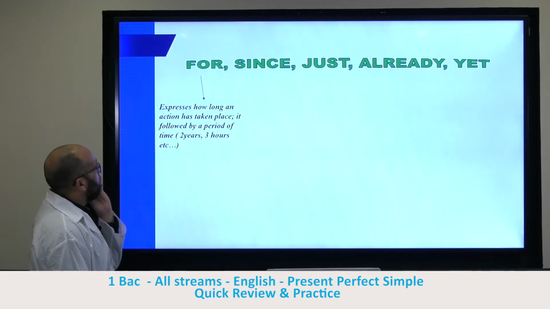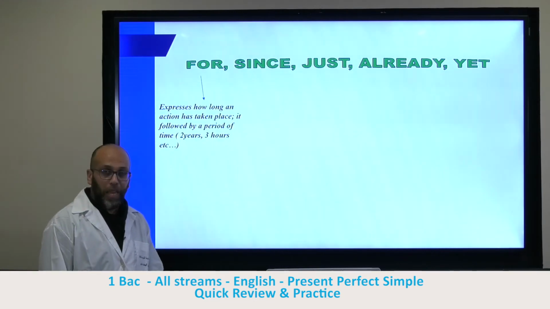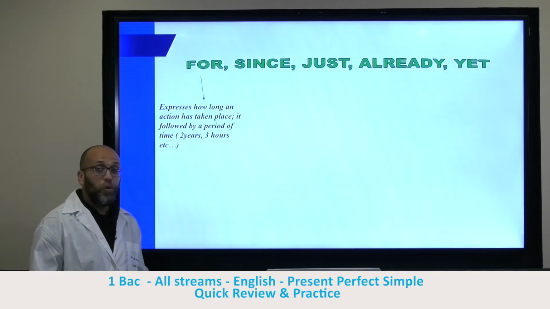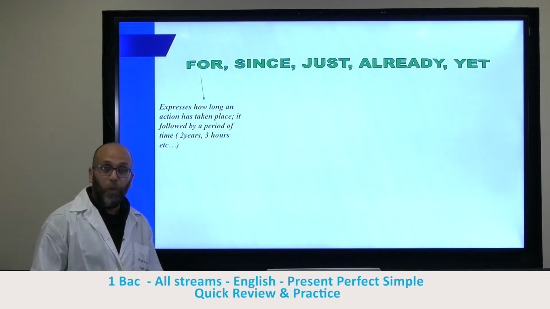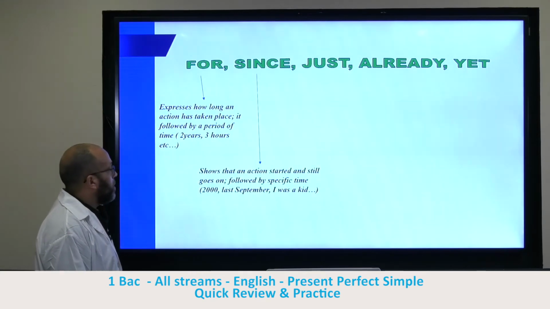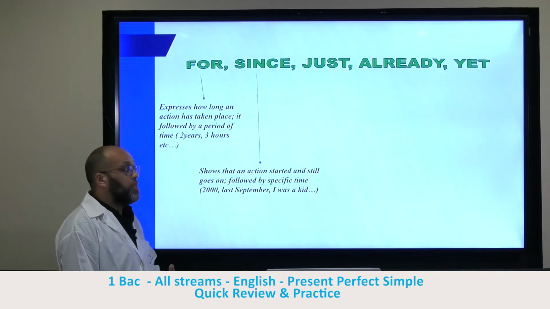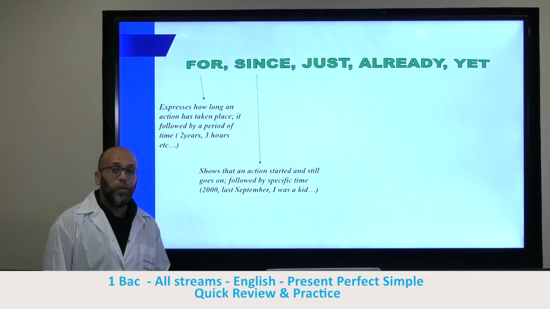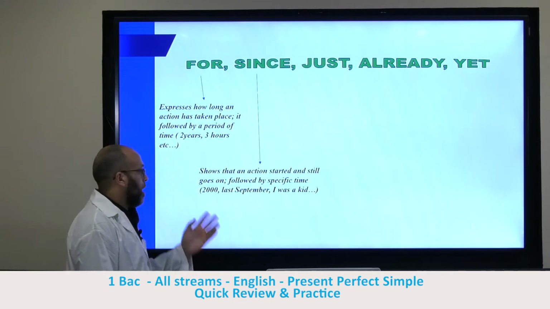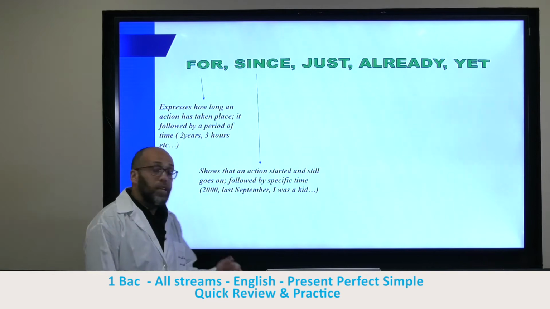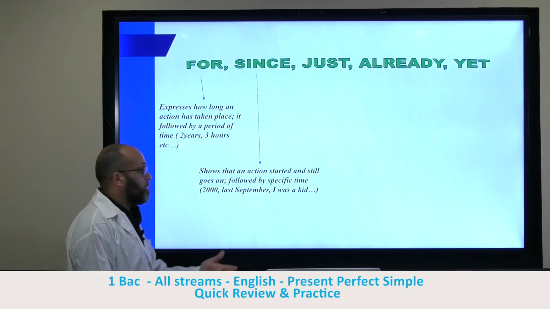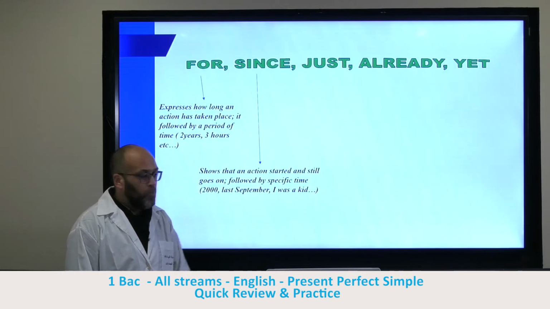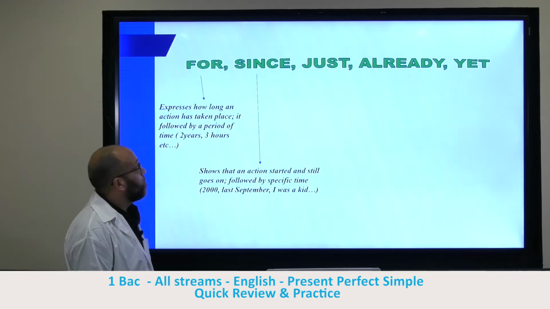Okay, for expresses how long an action has taken place. It's usually followed by a period of time, like for example, for 2 years, for 3 hours, or for a week. Next we have since. Since shows that an action started in the past and still goes on. It is usually followed by a specific time, like for example, since 2000, since last September, or since I was a kid. I have lived in this house since I was a kid. That means I'm still living in the same house.